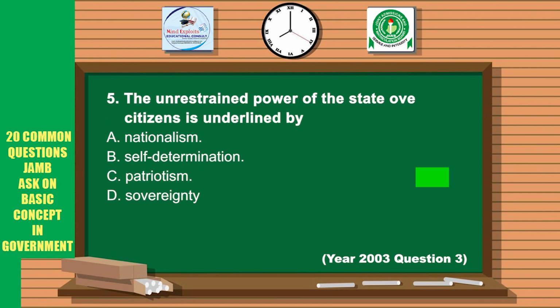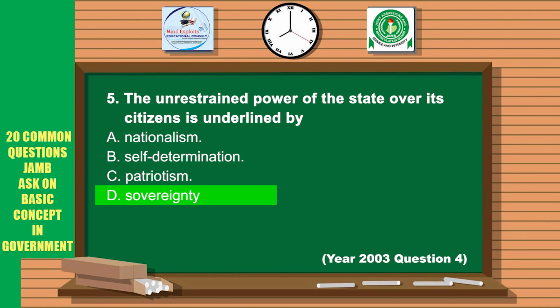Let's go to the next question, which is question 5. The unrestrained power of the state over its citizen is underlined by A, nationalism, B, self-determination, C, patriotism, and D, sovereignty. So like we said, every state or every nation state is sovereign, is free, has that capacity to govern itself. The people put this power for them to be governed in the hand of the government, so that government makes decisions on behalf of the state for the people. So the question here says the unrestrained power of the state over its citizen is underlined by its sovereignty.